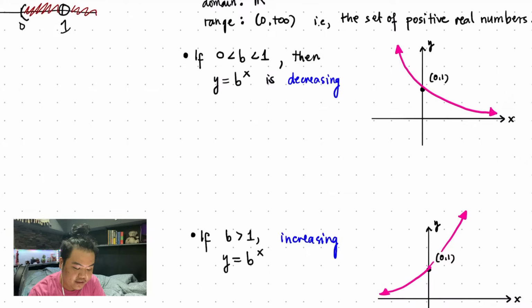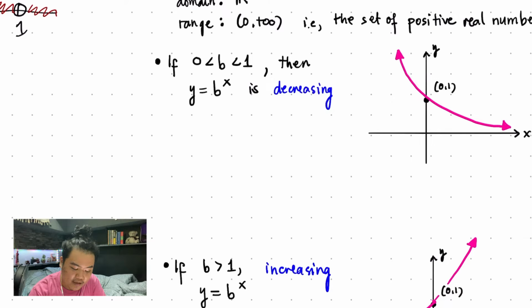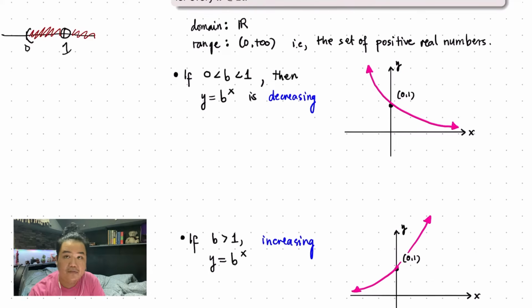So, punta muna tayo dun sa first case. If your base is between 0 to 1, then your function y equal to b raised to x, or f of x equal to b raised to x, is a decreasing function. At pag ginraph mo siya, the graph will look like something like this. Pababa siya, decreasing. And dadaan siya lagi sa (0, 1).